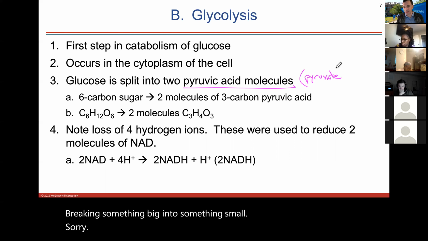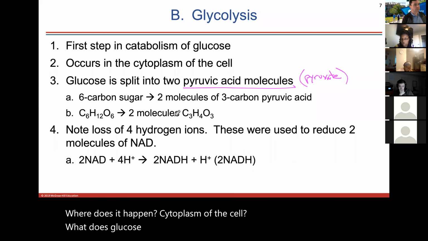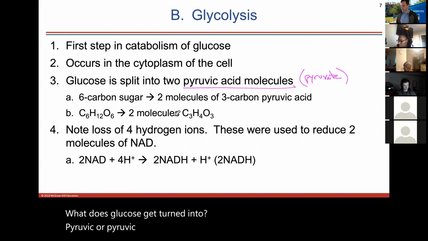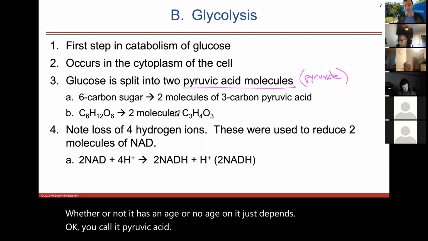If you want to just call this pyruvate, I will not yell at you. Okay. Where does it happen? Cytoplasm of a cell. What does glucose get turned into? Pyruvate or pyruvic acid. Okay. Whether or not it has an H or an OH on it, just depends. You can call it pyruvic acid. You can call it pyruvate. I don't care.